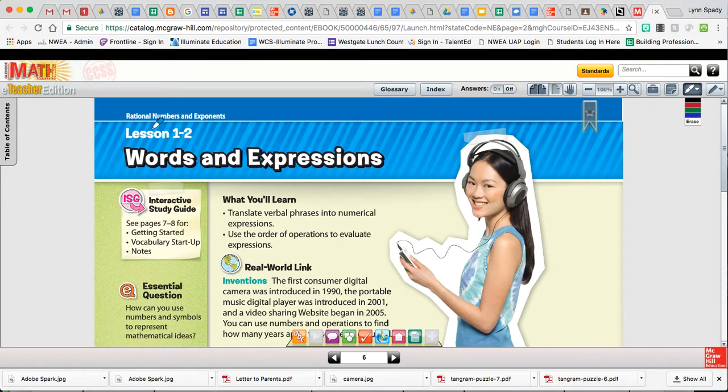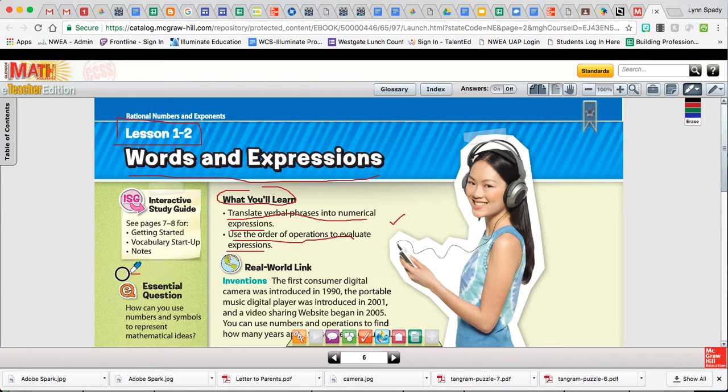This is the video for lesson 1-2 in chapter 1. The title of this lesson is Words and Expressions. What you'll learn during this lesson is how to translate verbal phrases into numerical expressions and how to use the order of operations to evaluate expressions. Make sure to copy those down onto your note sheet.